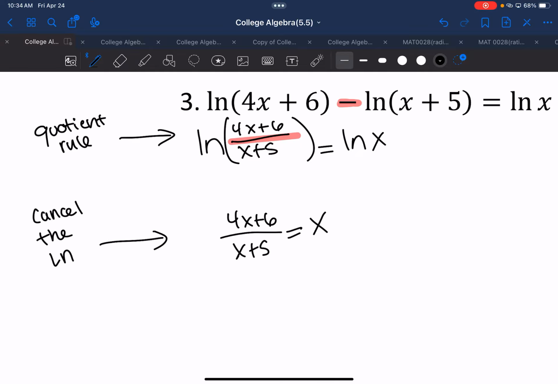So you can only do that once you have 2 logs or ln's equal to each other on each side and nothing else on the outside of them.